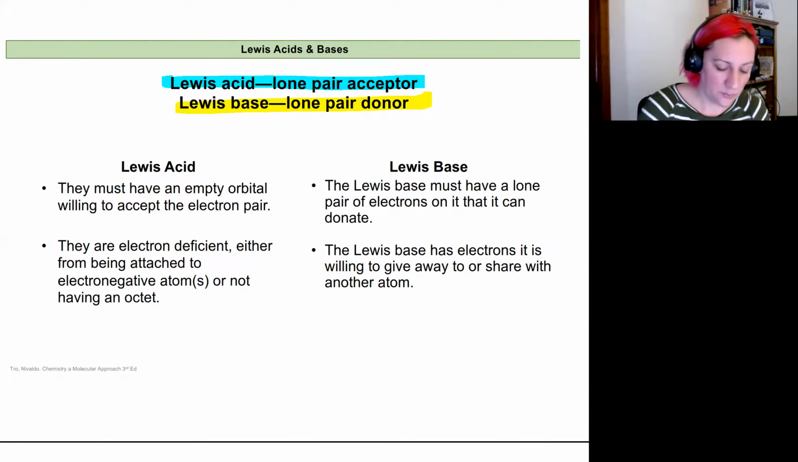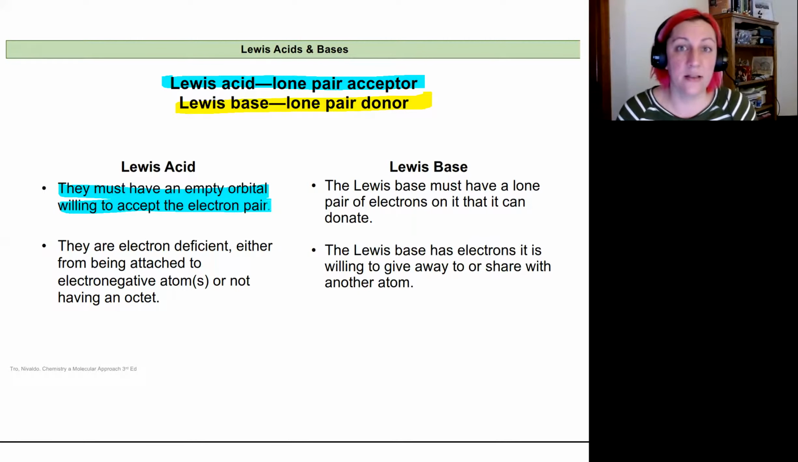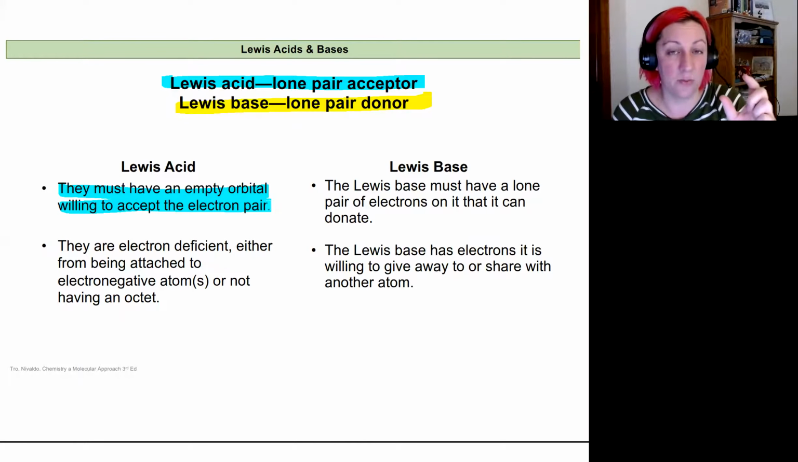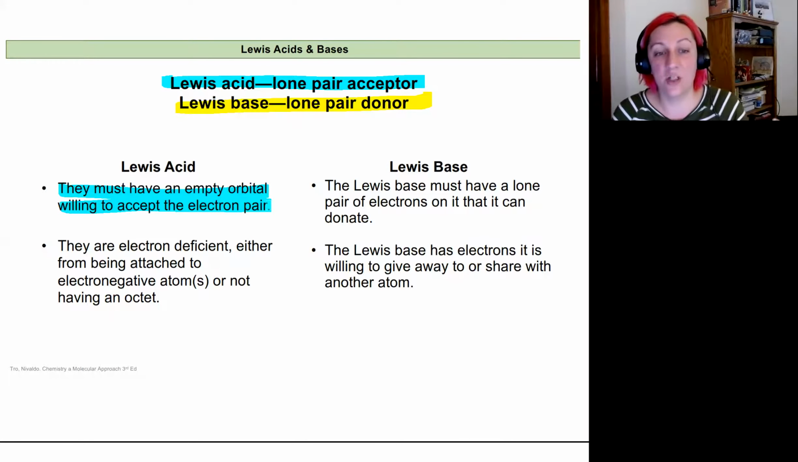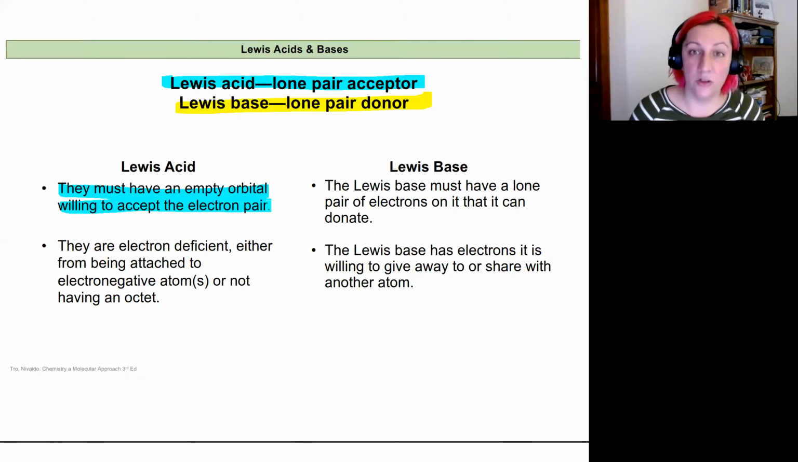And so this is going to allow us to look at acids that are not just the H plus ion, which is pretty cool. In general, these Lewis acids have to be electron deficient. They're either going to be attached to an electronegative atom that is hogging all of the electron density, or they might not have a filled octet, something like that. So these are what we'll look for.